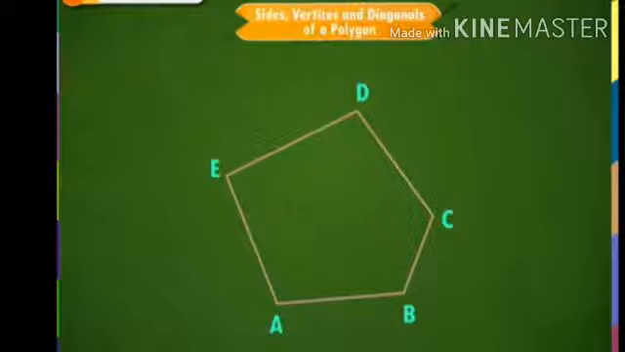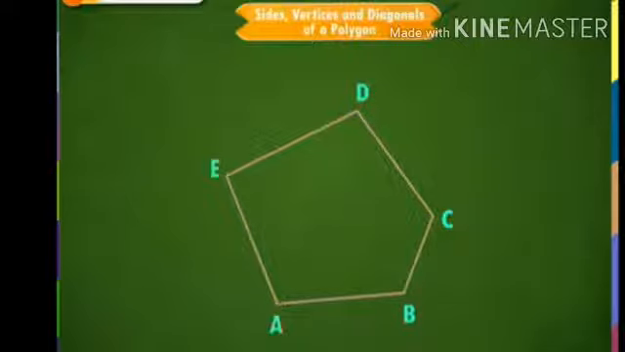Any 2 sides with a common endpoint are called the adjacent sides of the polygon. The pairs of adjacent sides are AB and BC, BC and CD, CD and DE, DE and EA, EA and AB. The endpoints of the same side of a polygon are called the adjacent vertices. The pairs of adjacent vertices are A and B, B and C, C and D, D and E, E and A.